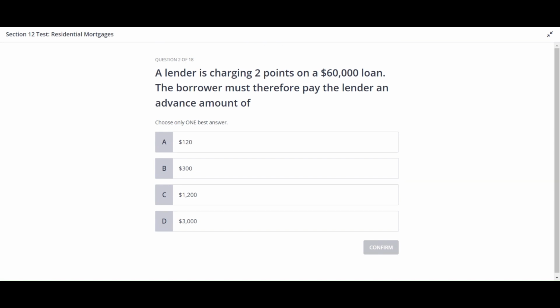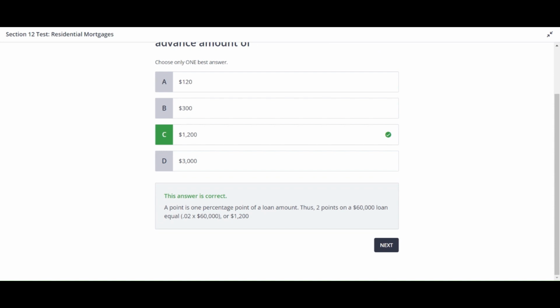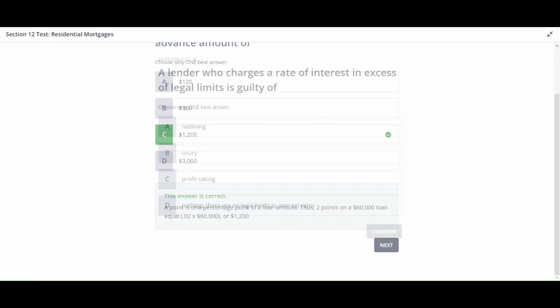I hope you have made your selection. So the correct answer for this question is C. $1,200. A point is 1 percentage point of a loan amount. Thus, 2 points on a $60,000 loan equal 0.02 multiplied by $60,000, or $1,200.